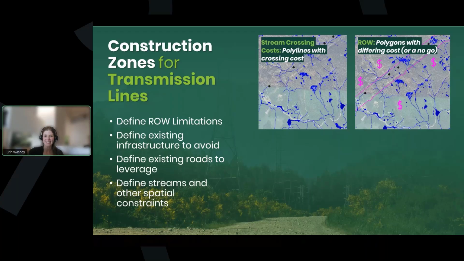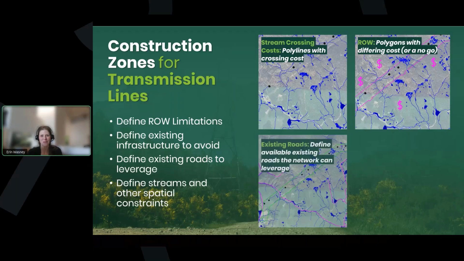We've also got existing roads, and this is another new feature that's part of networks, but we can tell Path Explorer, hey, this is our existing road network that exists in this area, and maybe there's an opportunity for it to leverage that existing road infrastructure to reduce your costs and allow you to use that.